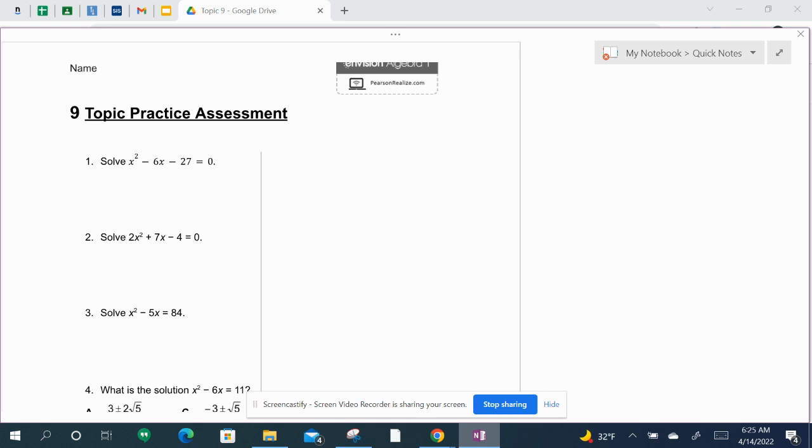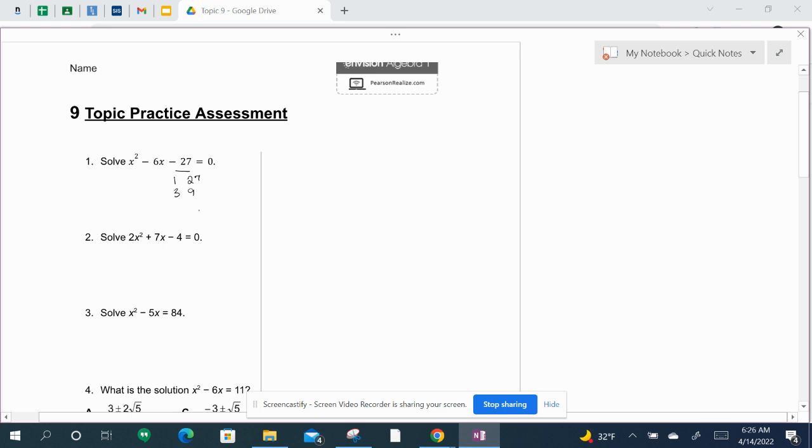So number 1 says solve x squared minus 6x minus 27 is equal to 0. Guys, in this case, I would try factoring. I see all three sections, the A, B, and C. And because there is no leading coefficient, I would at least try factoring. So when I start this problem, I look at 27 and ask, what are the factors of 27? Well, I can get 1 and 27. 2 doesn't work, but 3 and 9 works.